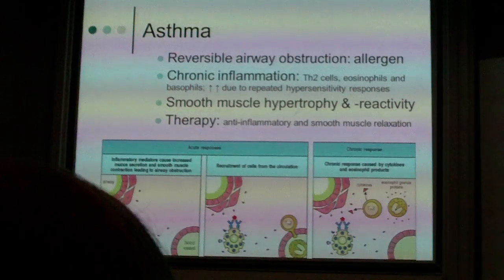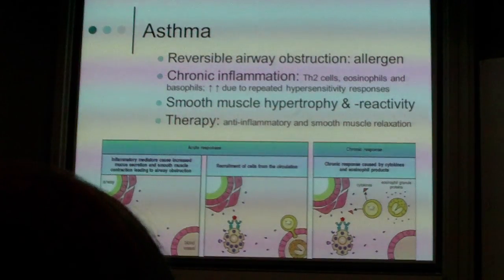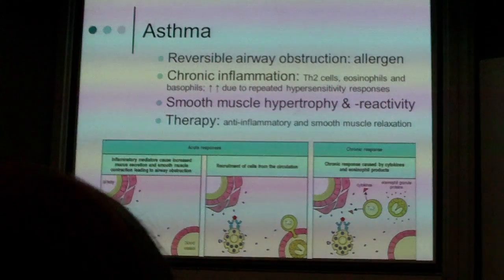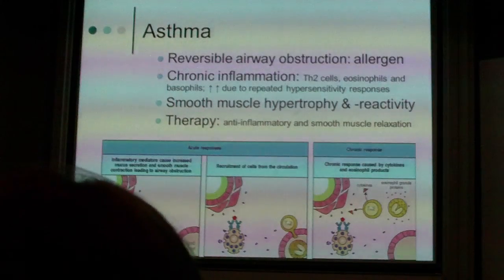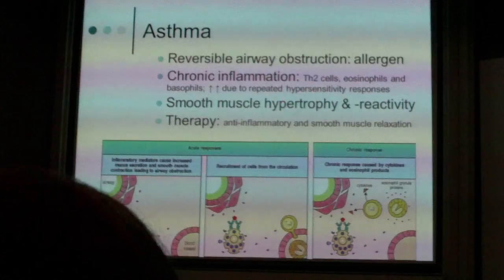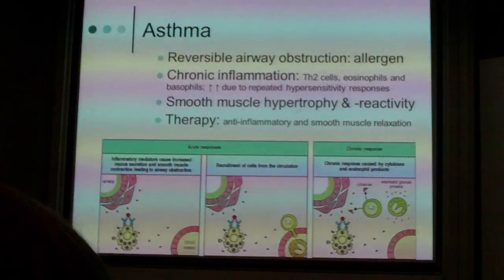There is chronic inflammation mediated by Th2 cells, eosinophils and basophils, so that's basically related a little bit to the late phase reactivity. The recruitment of those cells also leads to inducing repeated hypersensitivity responses. So you see that it's a kind of ongoing circle that induces the symptoms. There will be smooth muscle hypertrophy and reactivity, so that means, of course, that you get your asthma symptoms.